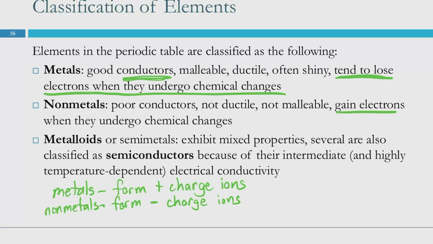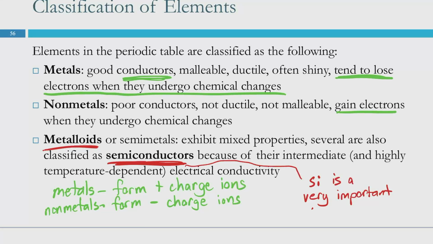And then our metalloids are not really that consistent. They exhibit mixed properties. You can also call them semiconductors because you can change their electrical conductivity. So it depends a little bit on temperature. So silicon is a very important semiconductor. Or metalloid.